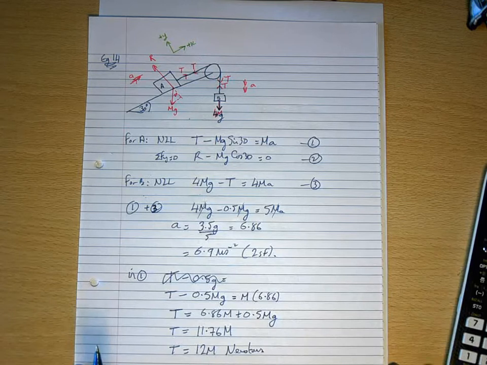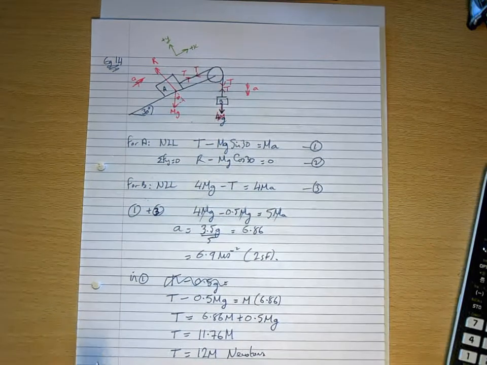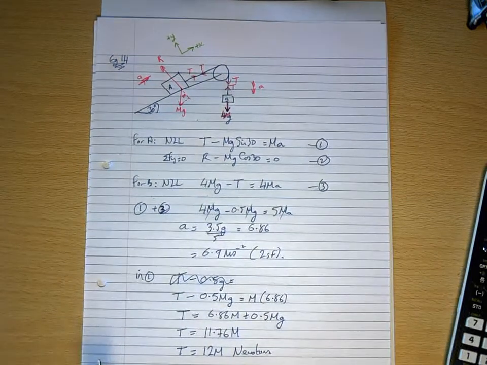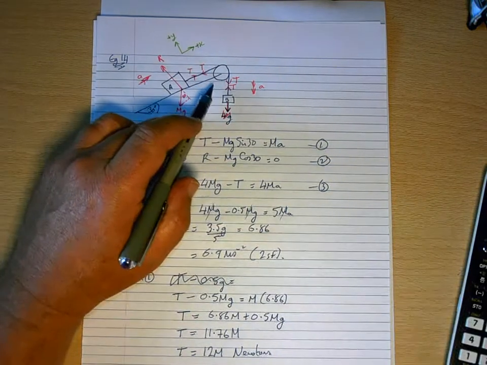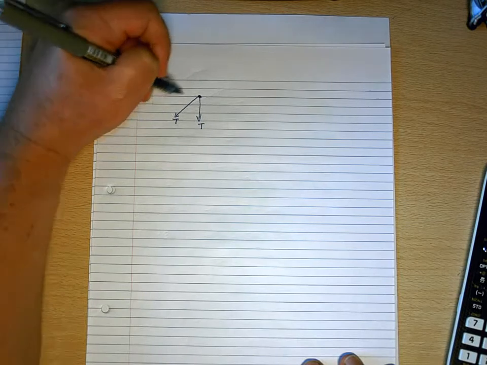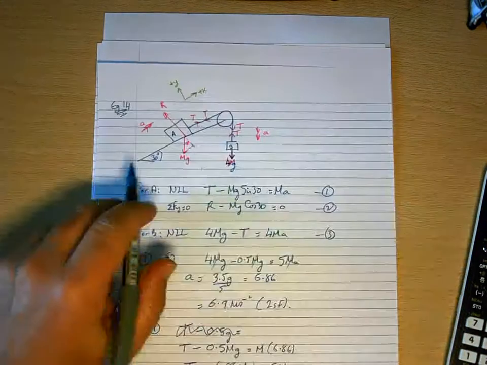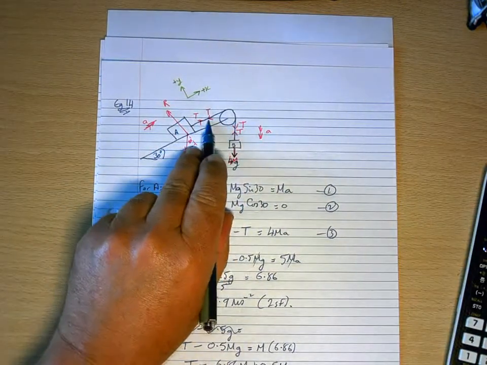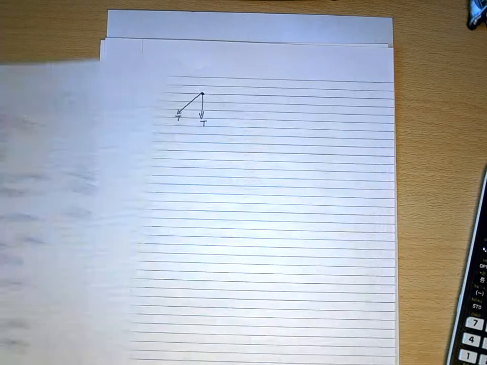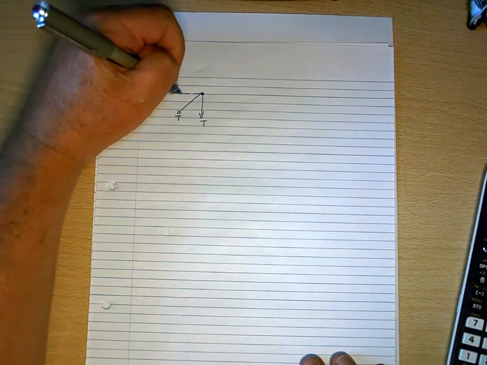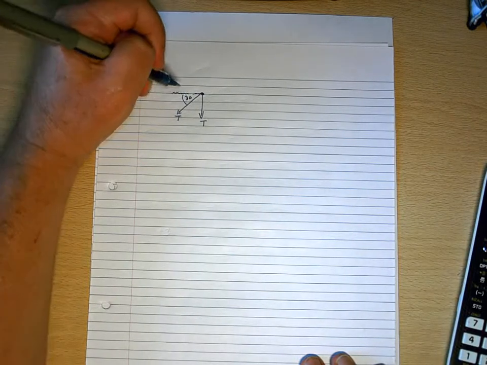So that's the tension in the string. And then the final bit, which gets the messy bit, is the force on the pulley. So what we've got this time is, here's my pulley. I've got tension going down there. I've got a tension which is, if you think of the Z angle there, going to be 30 degrees below the horizontal. So that's 30.